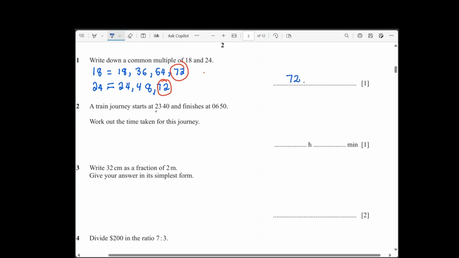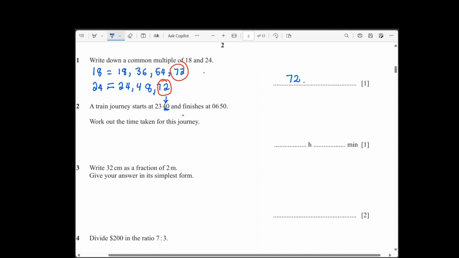A train journey starts at 23:40 and finishes at 6:50. Work out the time taken for this journey. Very nice and easy. From 23:40, if I add 20 minutes, I get the time 12 in the morning.